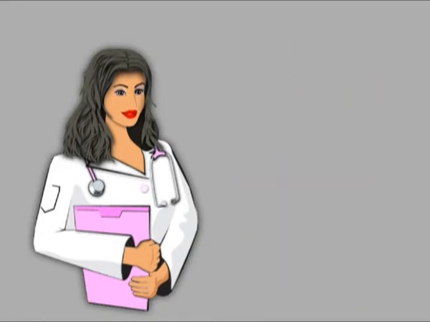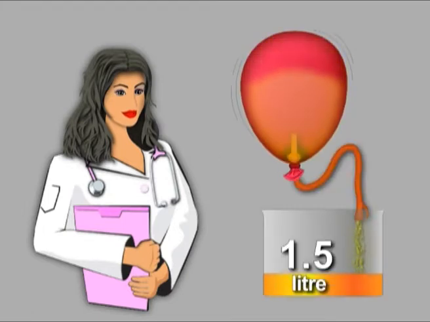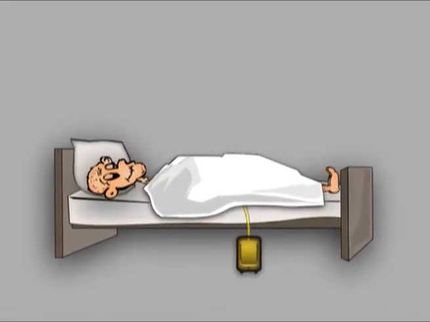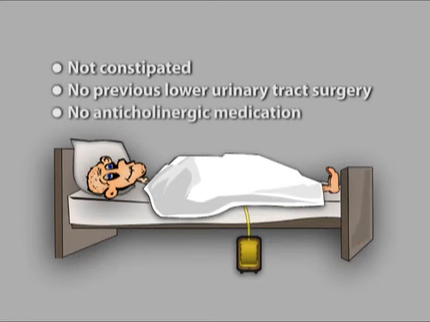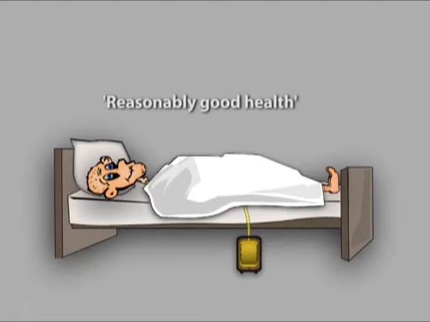On arrival, a diagnosis of acute urinary retention was made, and he was easily catheterised. A 1.5 litre volume of urine was drained, and he was admitted to the urology ward. His past medical history was fairly unremarkable. He was not constipated and had had no previous lower urinary tract surgery. He had taken no additional medication, such as an anticholinergic, that might have helped to precipitate an episode of urinary retention. However, he was taking non-steroidal anti-inflammatories for rheumatoid arthritis and an ACE inhibitor for well-controlled hypertension. But other than that, he really was in reasonably good health. He'd been settled on the ward and seemed to be quite comfortable.